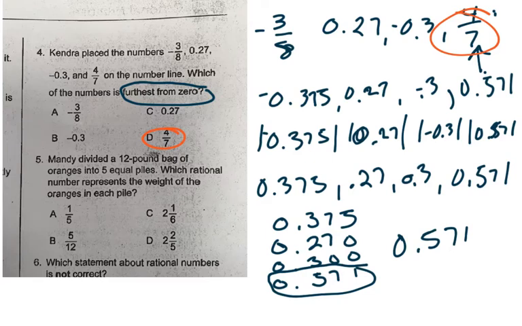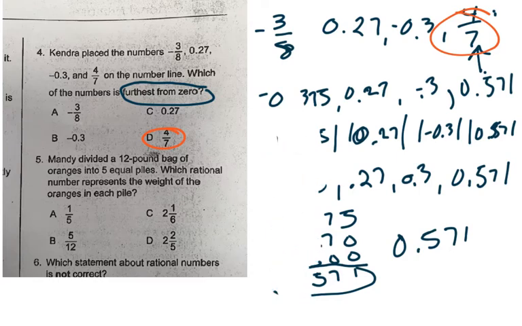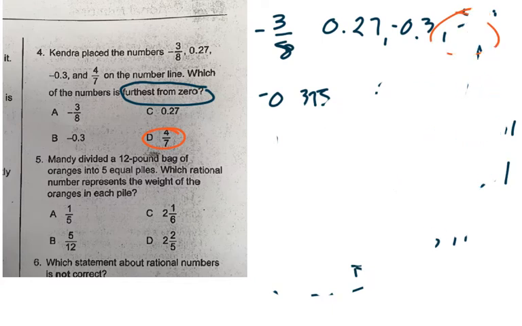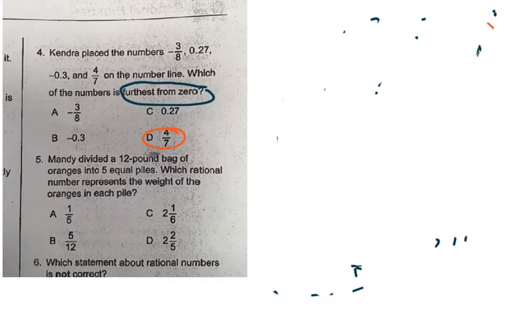Okay, so I hope that made sense. Okay, I'm going to erase this, and we're going to talk about number 5 real quick. So this one is saying Mandy divided a 12-pound bag of oranges into 5 equal piles. What rational number represents the weight of the oranges in each pile?